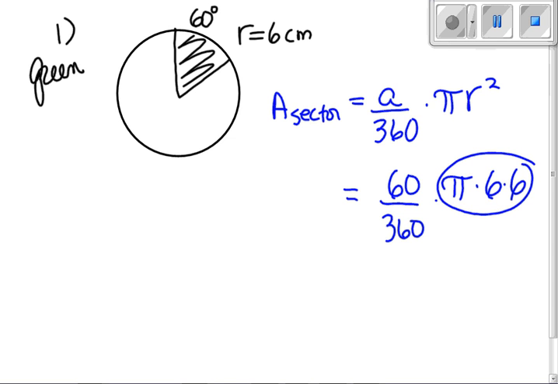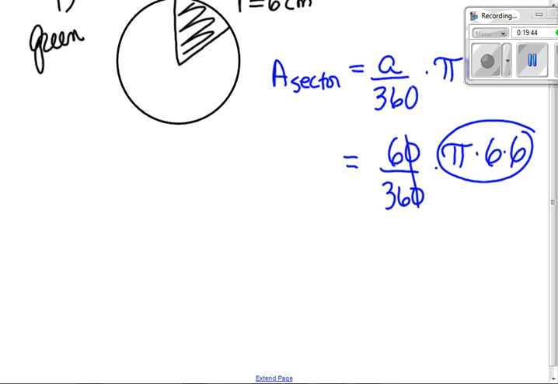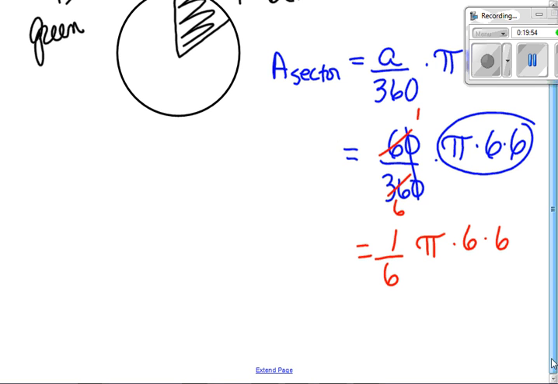I don't want the whole circle. Lindsay, what part of the circle do I want? I don't want the whole thing. I want 60 parts out of 360. That reduces to what? Divide by 6, that's 1. Divide by 6. So it's 1/6 of my pi times 6 times 6. I didn't multiply that out on purpose.